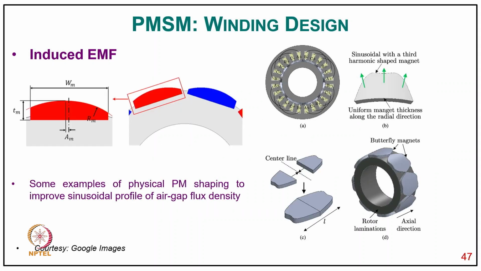You can see clearly some examples of physical permanent magnet shaping to improve the sinusoidal profile of the air gap flux density. Starting first, you have a segment showing how magnets are placed, and then the magnet shapes, and how physically you have magnet shaping either on the center line with the butterfly and axial direction laminations, and with the central third harmonic shaped magnet, and uniform magnet thickness along the radial axis.